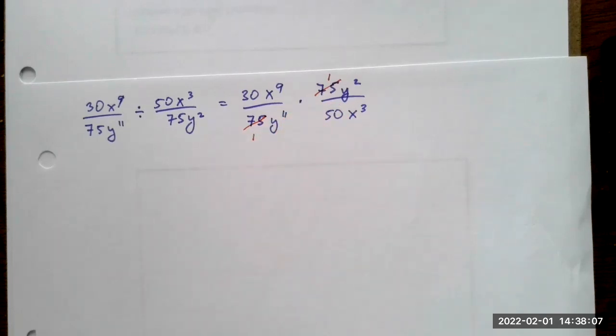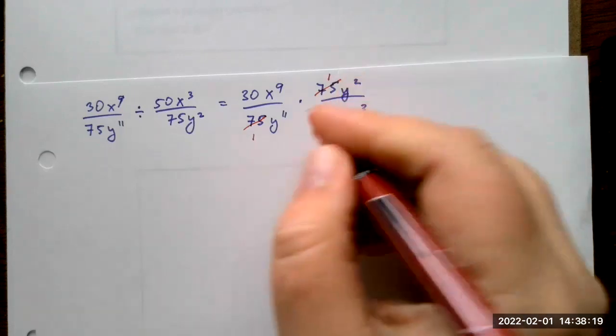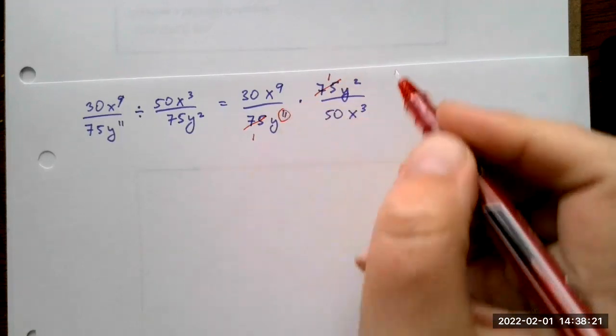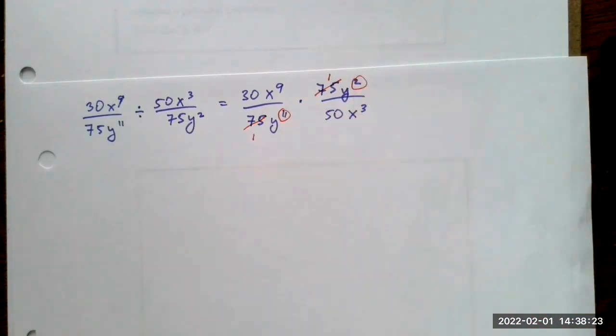You cannot do it over the addition or subtraction sign, or even division, only multiplication, okay? So what else do we have? Well, we have 11 y's on the bottom and 2 y's on the top. So if one y on the bottom kills one y on the top, and vice versa, or cancels it, so they cancel each other. How many y's do we have left and where?